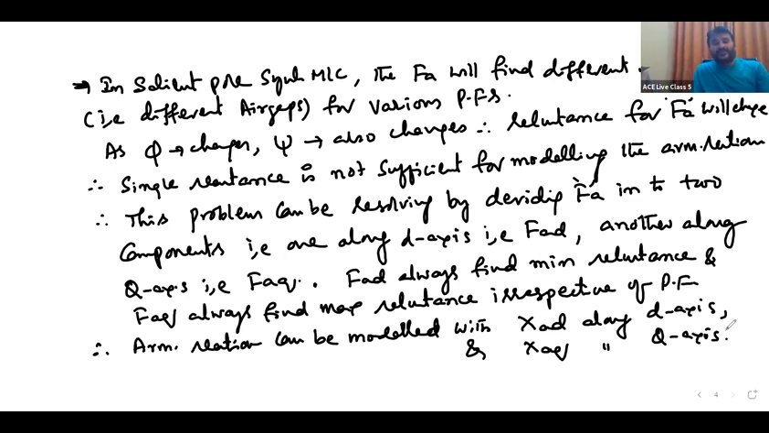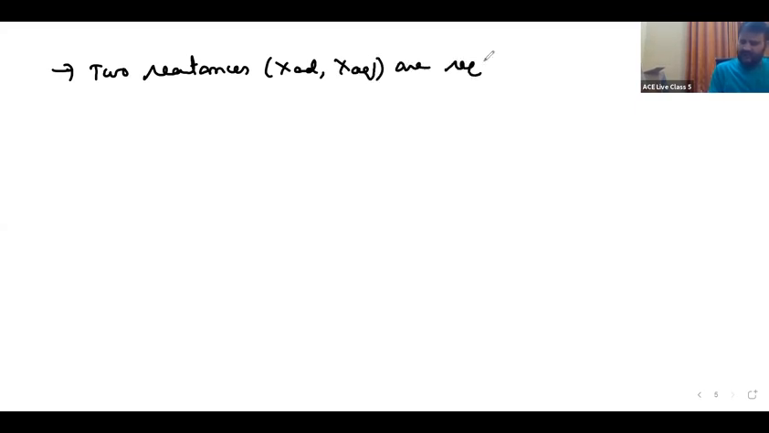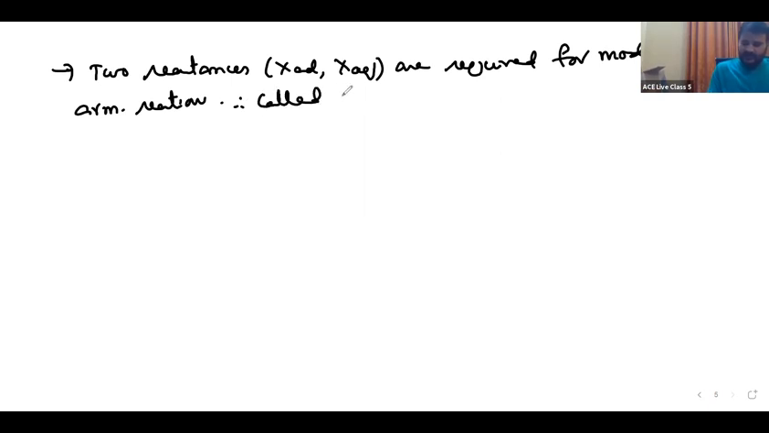Therefore, two reactances, XEAD and XEAQ, are required for modeling the armature reaction. This is called the two reactance theory.